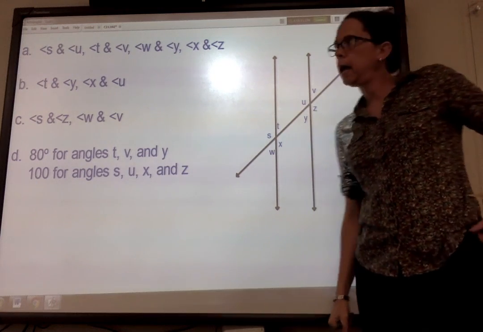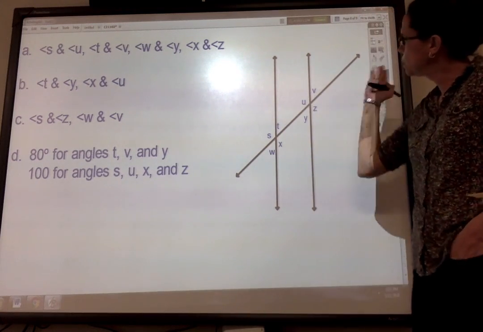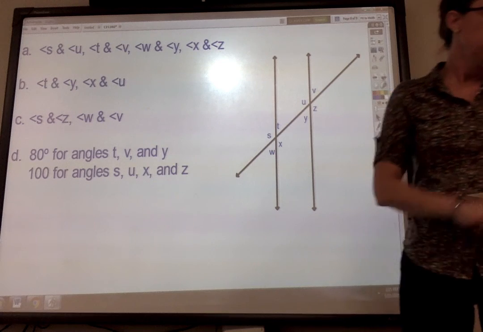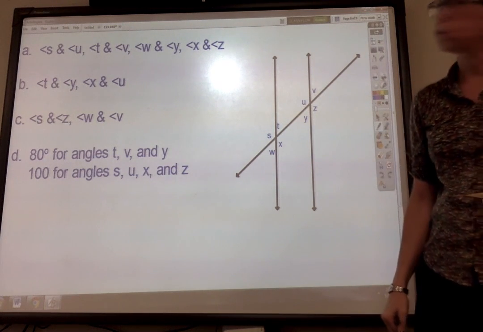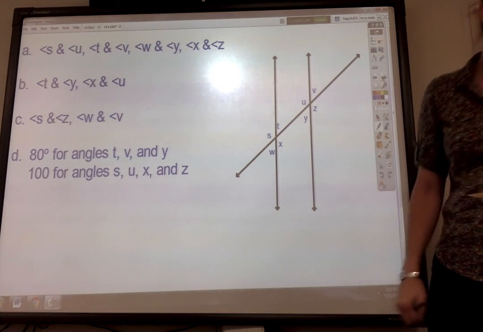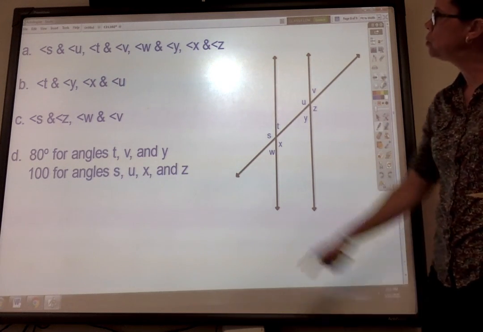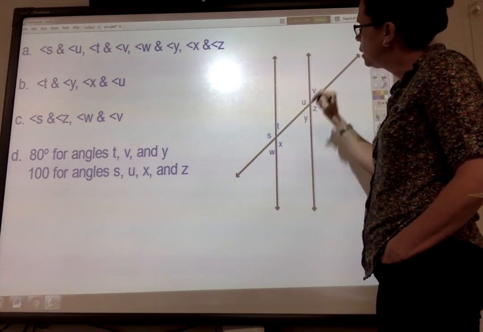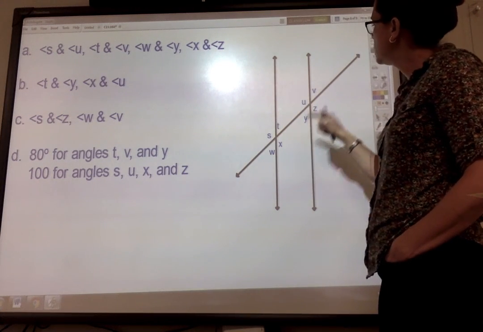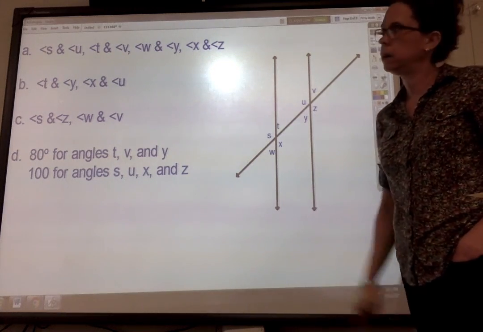Okay, A through D has to do with our transversal problems. On A, they want to name 4 pairs of corresponding angles. You should have chosen S and U, T and V, W and Y, X and Z as corresponding angles.